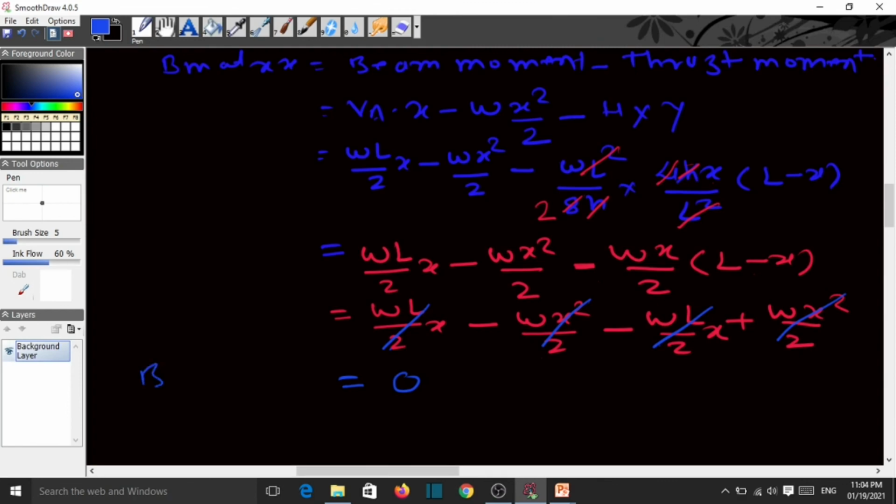So the bending moment at any distance x in the three-hinged parabolic arch, when it is subjected to UDL throughout the length, is 0. And this is our requirement.